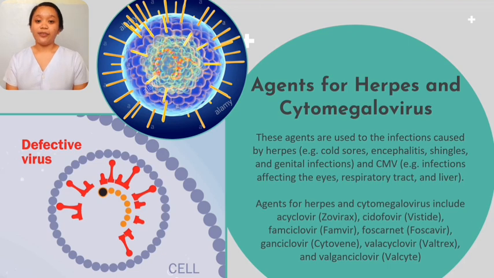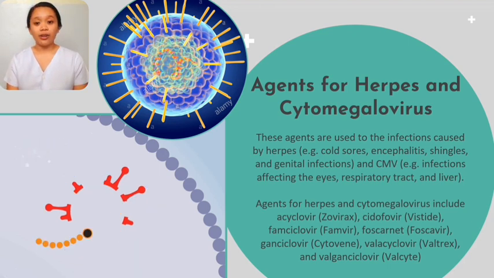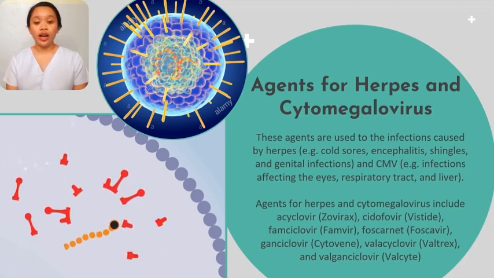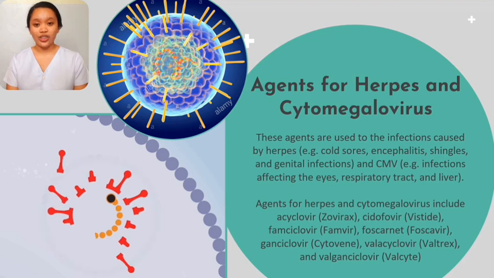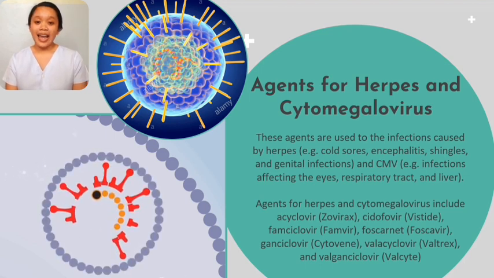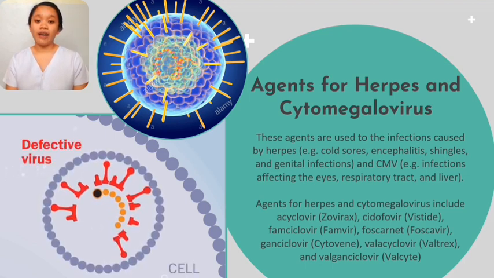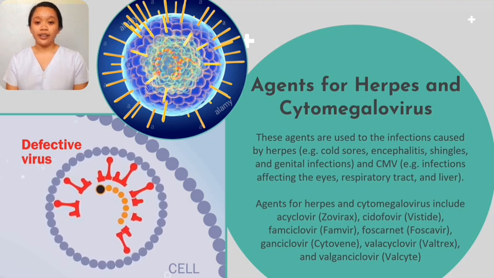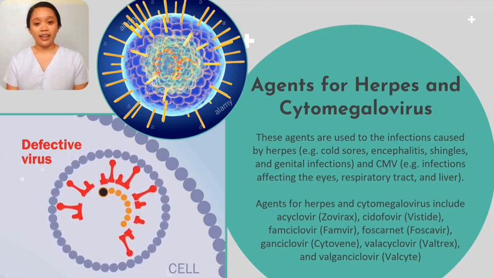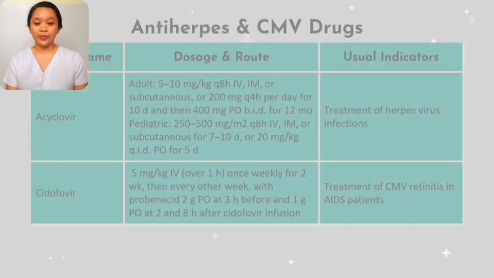The mechanism for anti-herpes and CMV drugs is to inhibit viral DNA replication by competing with viral substrates to form shorter, non-effective viral DNA chains. Agents for herpes and cytomegalovirus include acyclovir, cidofovir, famciclovir, foscarnet, ganciclovir, valacyclovir, and valganciclovir.